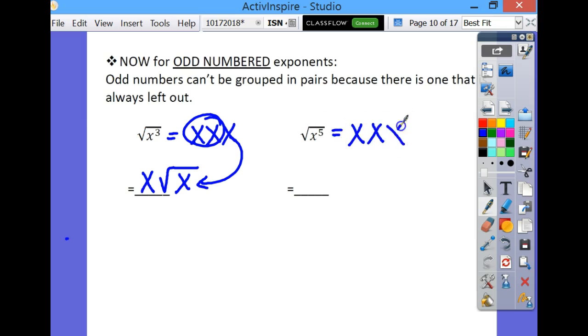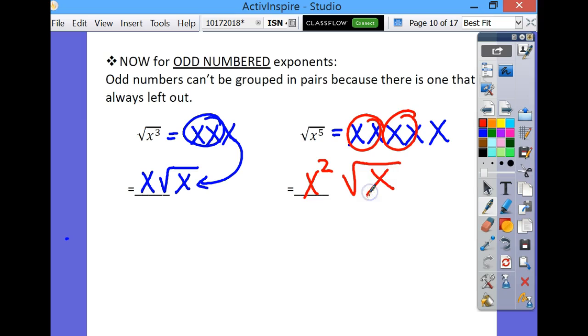1, 2, 3, 4, 5. That's what x to the 5th power means. How many pairs? So this would be x has 2 pairs, and what's left over has to stay underneath the radical sign.